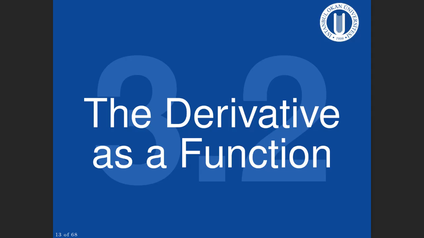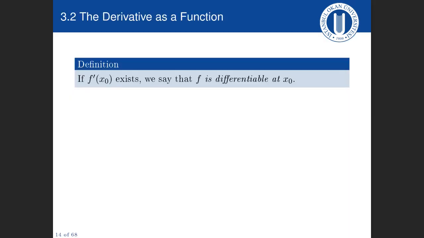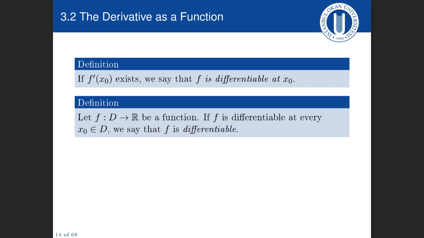So that's the idea behind derivatives or slopes of curves. Let's quickly move on and start talking about the derivative as a function. If f prime at x0 exists, then we say that f is differentiable at x0. Let f from D to R be a function with domain D and target R. If f is differentiable at every x0 in its domain, then we just say that f is differentiable.